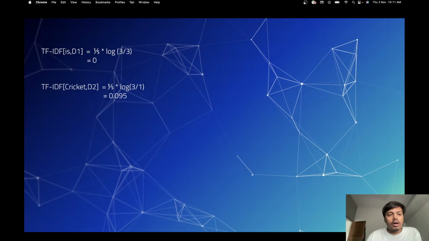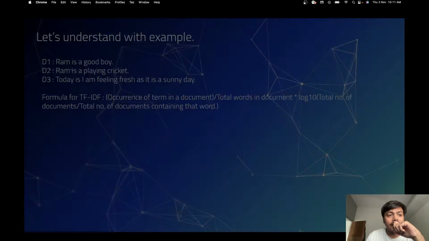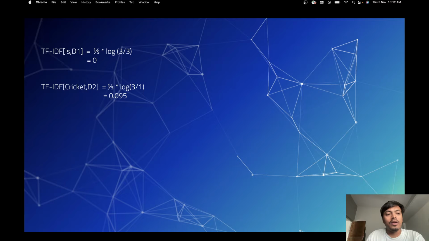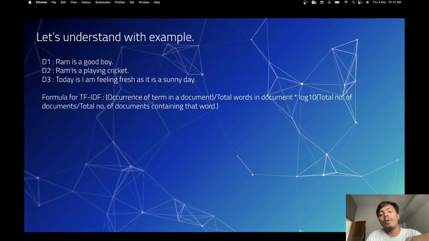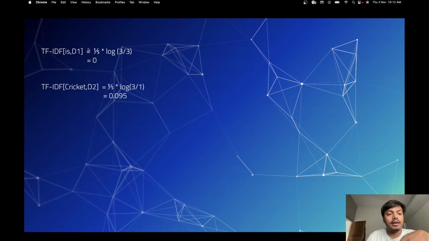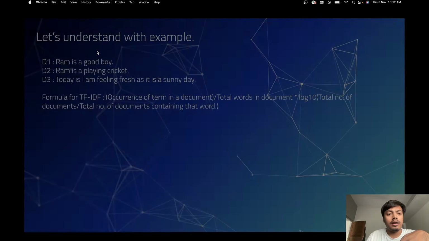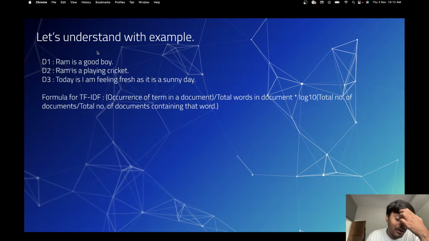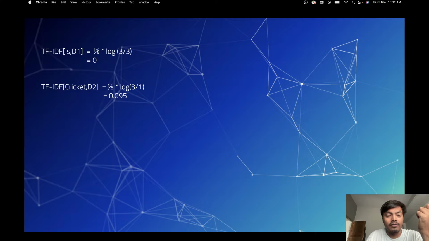In our example, we'll be calculating the TF-IDF for "is" with respect to D1, and we'll be calculating the TF-IDF of "cricket" with respect to D2. How many times does the term "is" occur in document 1? Only one time, so here we are getting the 1. And how many total words are there in document 1? 5. Hence 1 by 5.